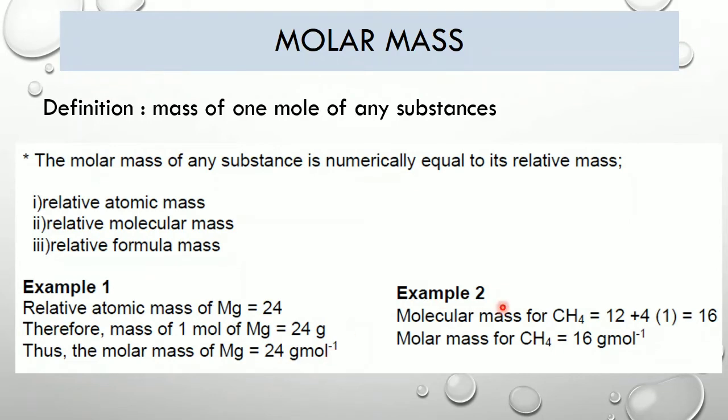And example 2, molar mass of CH4, okay, methane. So, to calculate the molecular mass, okay, we are using the sum of the atomic mass of each atom. So, 1 carbon 12 plus 4 hydrogen is equal to 16. So, this is a molecular mass for CH4. And the molar mass is equal to 16 grams per mole. So based on 1 mole of methane, the mass is 16 grams.